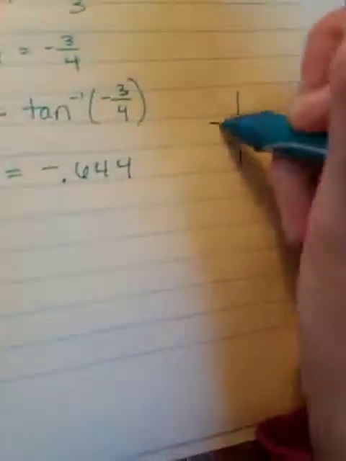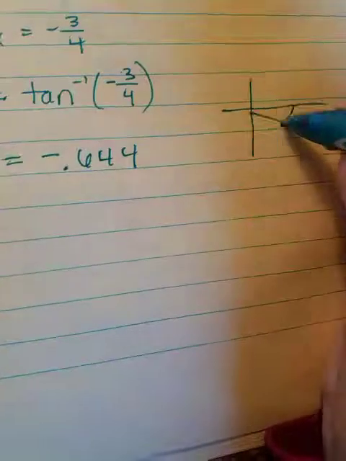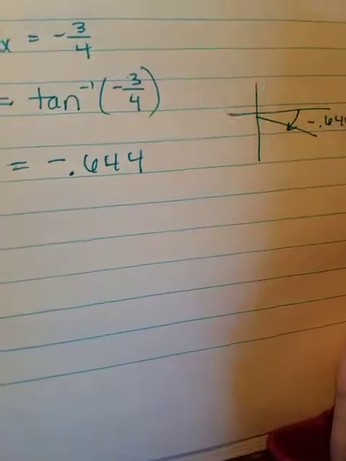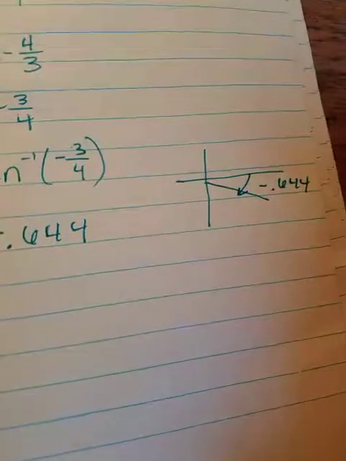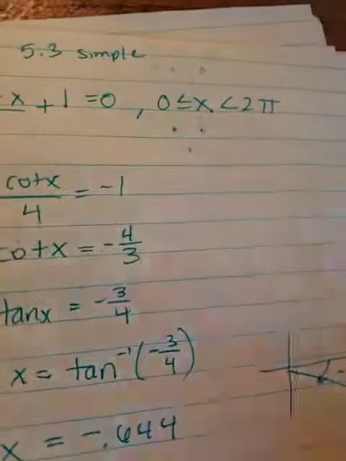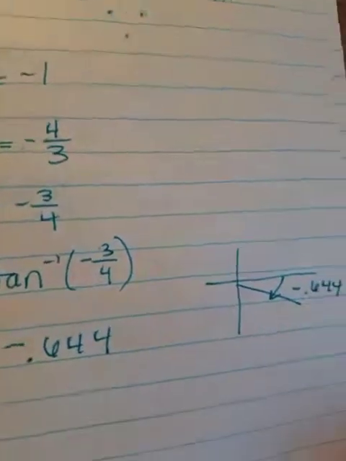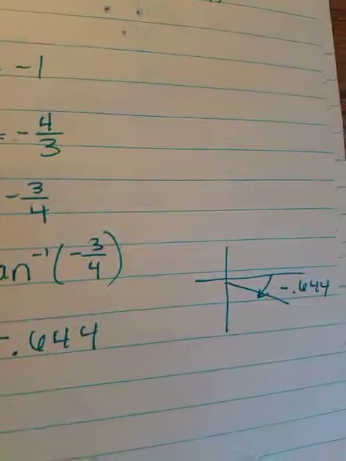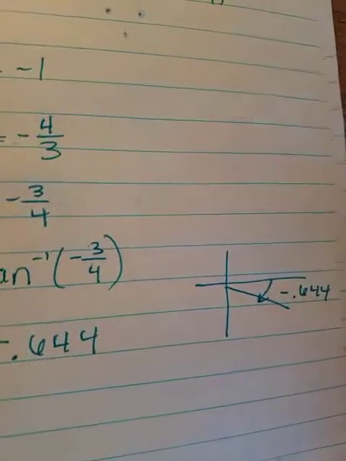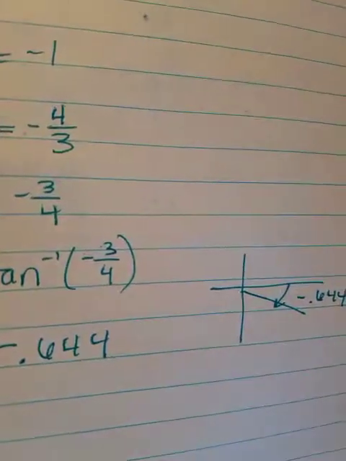So for a visual, again this is not drawn to scale, but here's your angle of negative 0.644. Remember, the requirement was that it's between 0 and 2 pi, including 0, and we want our angles to be positive. So there are a couple ways you could think about it.